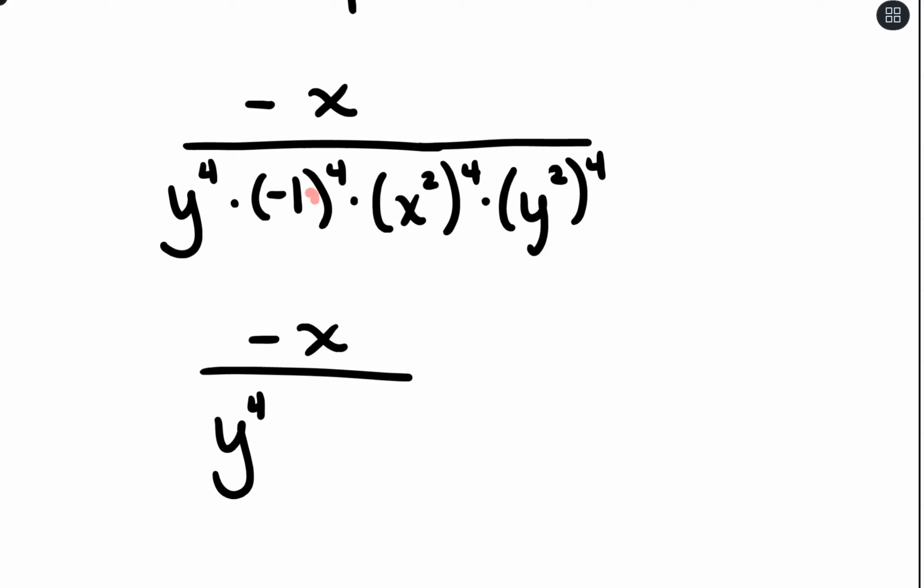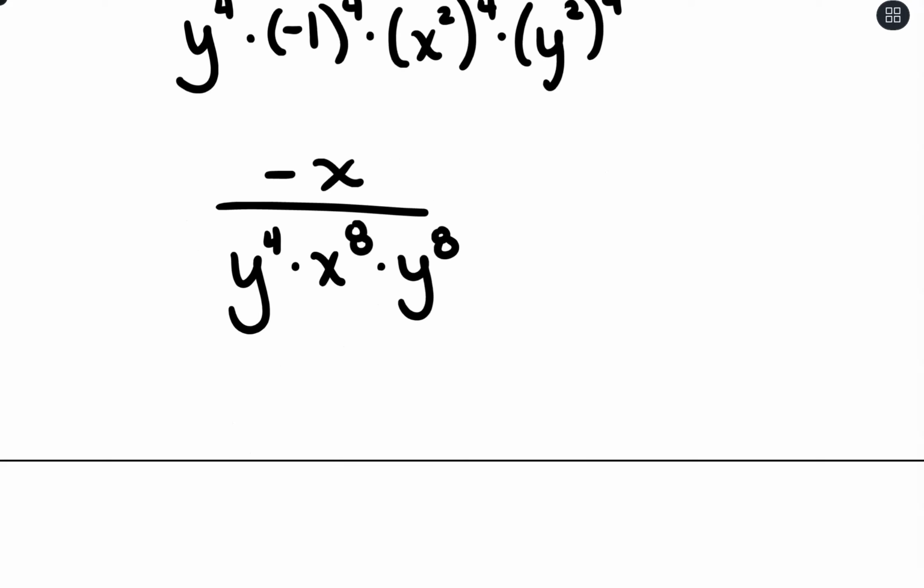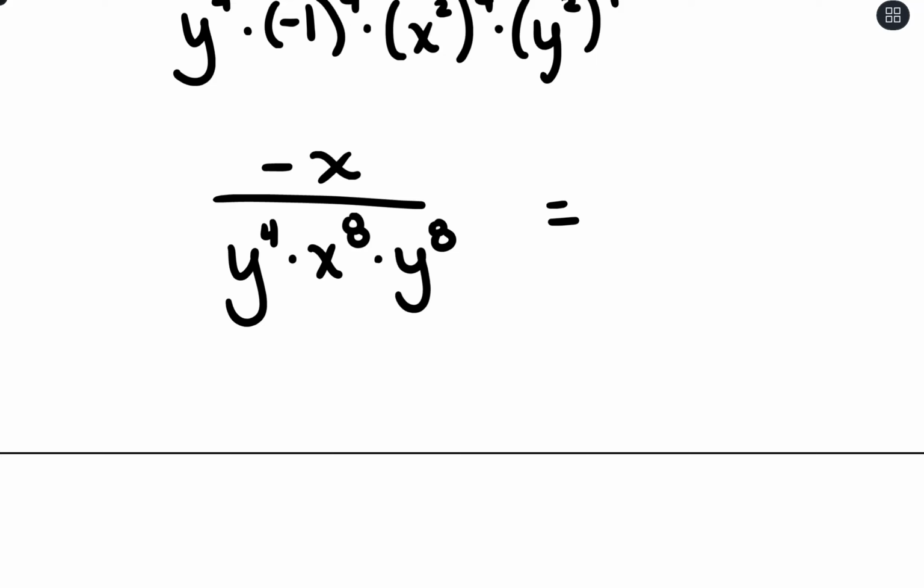Negative 1 raised to a power of 4 is just going to be positive 1. So again, it's important to notice that the negative is in the parentheses. So it's going to be negative 1 times negative 1 times negative 1 times negative 1, which all just goes to positive 1. And then we'll have x to the 8th by multiplying the 2 times 4, and y to the 8th from the 2 times 4. And then our last step, sorry, not last step, almost last step, could be go ahead and combine those y values in the denominator. y to the 4 plus 8, which is 12.